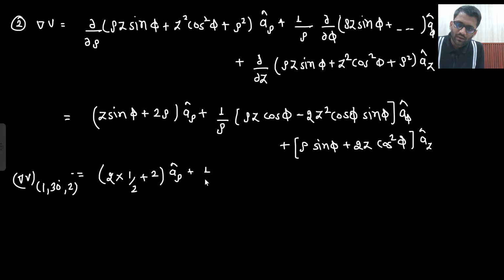Okay, and 1 by rho is 1 only. Here I am putting 2 sin 30, 1 by 2 plus 2, rho is 1. Here also rho is 1. Now rho is 1 and z is 2. So 2 cos 30 is root 3 by 2 minus 2, z square 4.